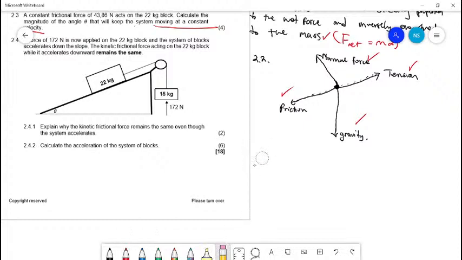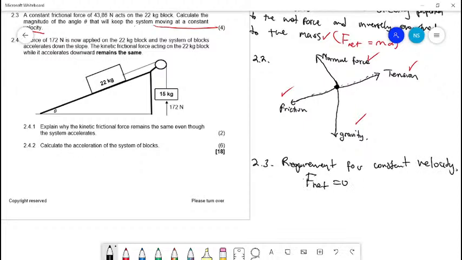So they want us to calculate the angle that will make sure that our system is moving at a constant velocity. So what is the requirement? The requirement for constant velocity is F net equals to 0. So that's the requirement. So if that is the requirement, it means that we need to have forces that will give us F net equals to 0.